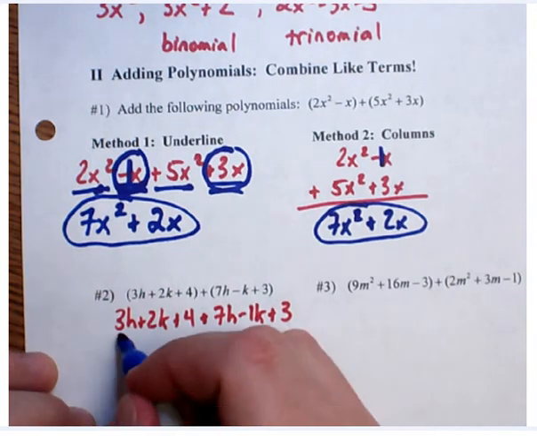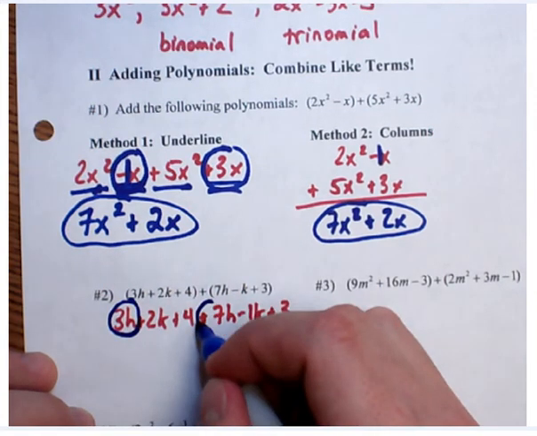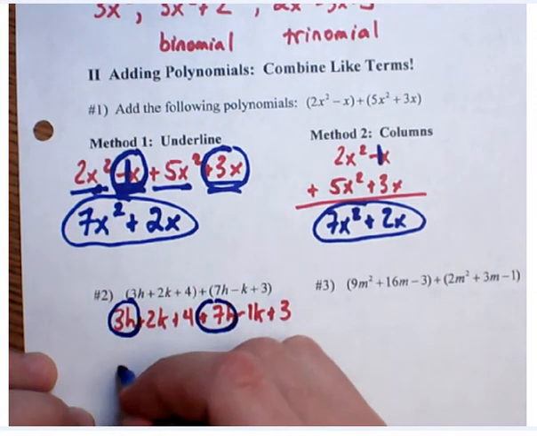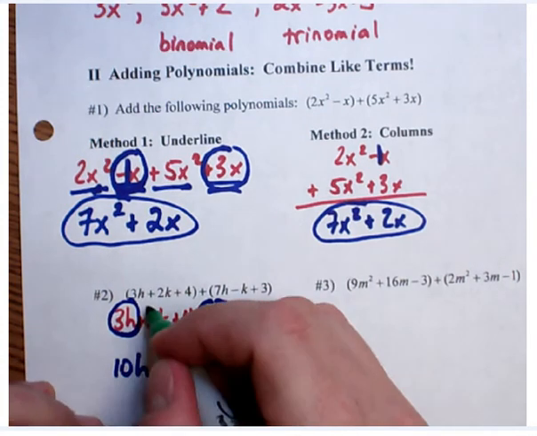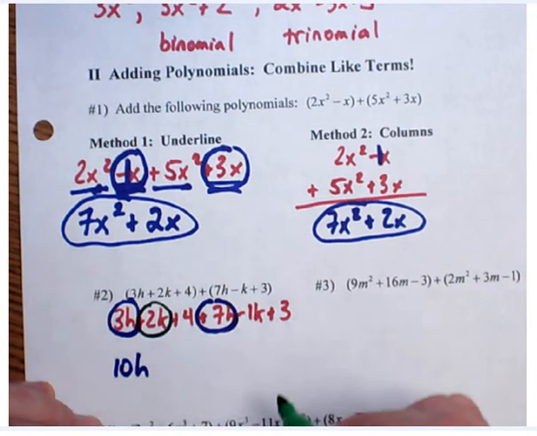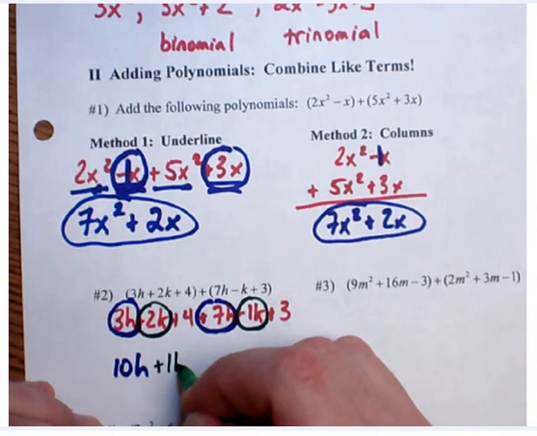So here we go. We got positive 3h, positive 7h. 3 plus 7, that's 10h. Now let's see. Positive 2k minus 1k. So what we have is positive 2 minus 1. So that's just plus 1. That's 1k.